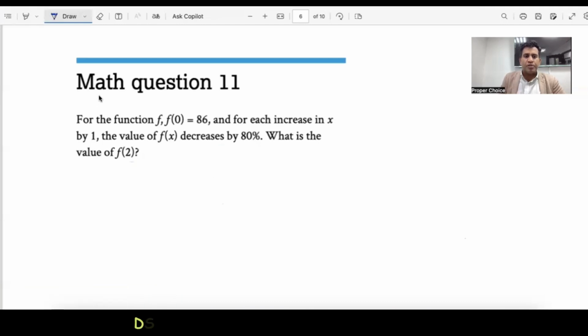So in the last session, we discussed question number 6 to question number 10 of the digital SAT math sample questions. In today's session, I'm going to discuss question number 11 to 15.